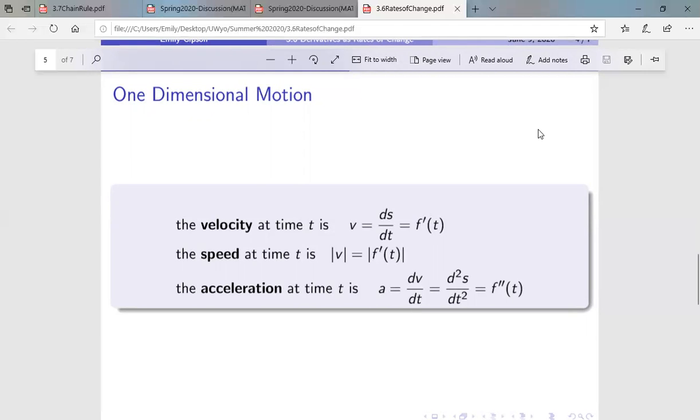But completely correctly, if we can take one derivative, we can take a second derivative. And the second derivative of position, so the first derivative of velocity, is acceleration. So how much change is happening between two different velocities. And that's going to be a for acceleration equals dv dt equals d squared s over dt squared is equal to f double prime of t.